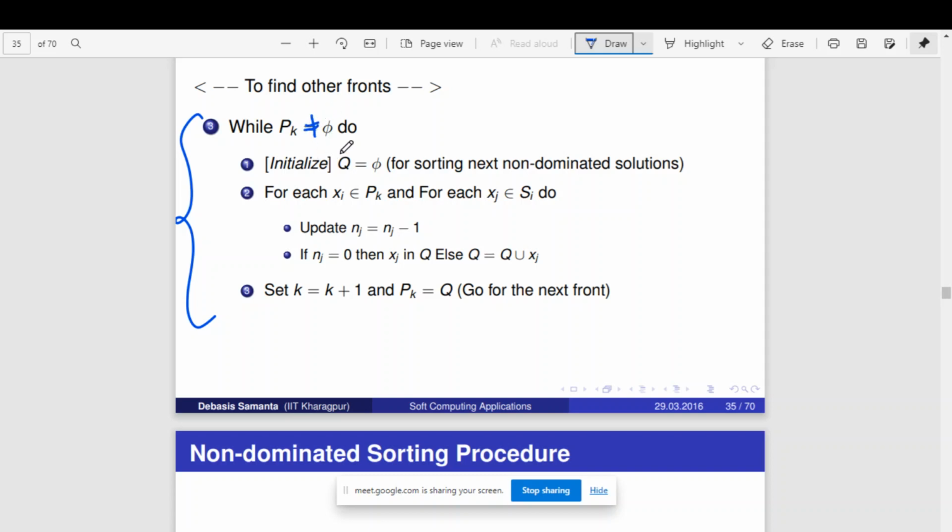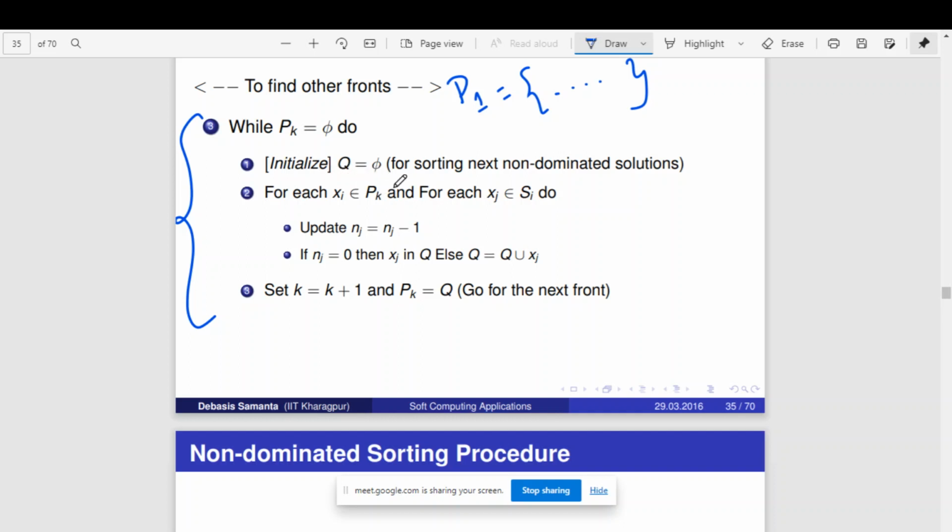The way of implementing varies with different programming languages. This is an algorithm, so what you should understand is that as long as Pk is not null, it will repeat. Currently our Pk is not null because we have P1. In P1 there are some individuals who are in front one. So it gets in.